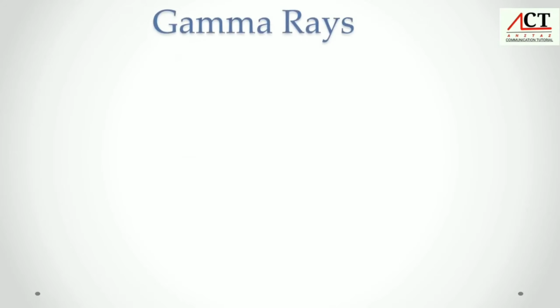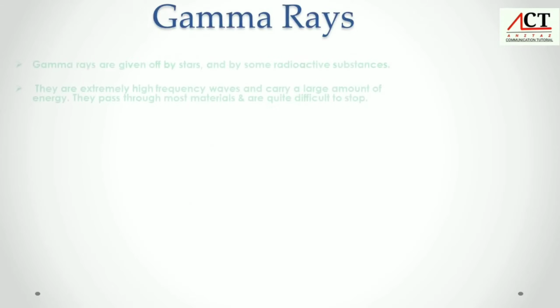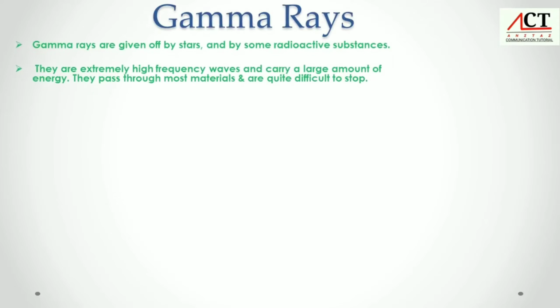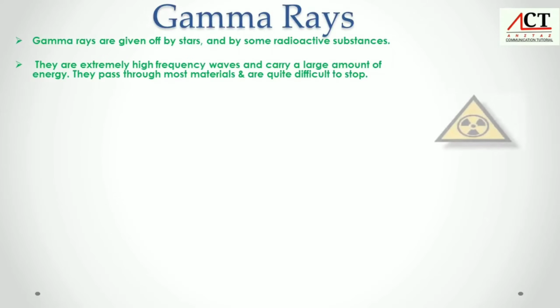Coming to the first, that is gamma rays. Gamma rays are extremely high frequency waves and are given off by stars and some radioactive substances. They carry large amount of energy and they can pass through most of the materials and are difficult to stop.